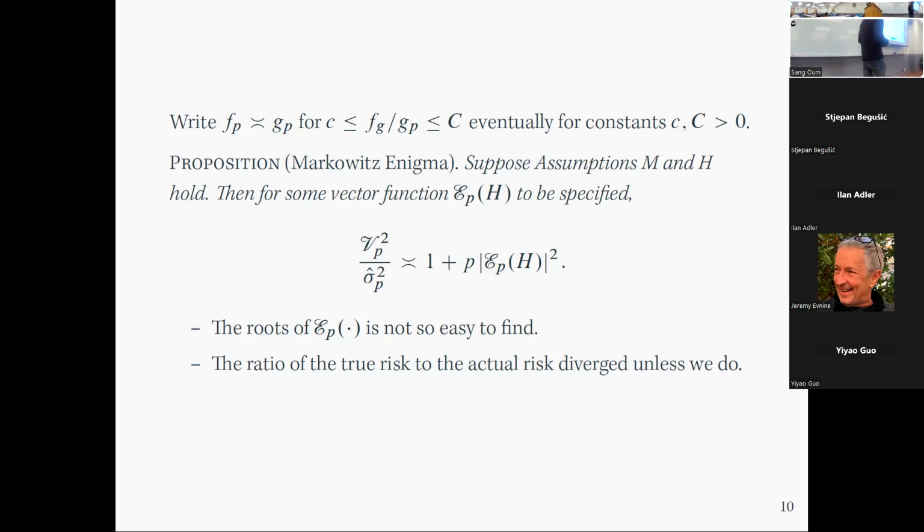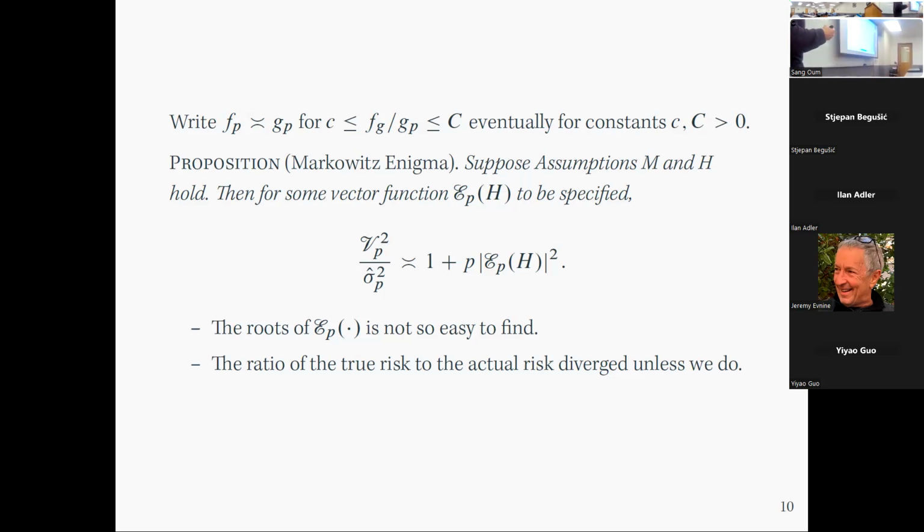And now if we look at the right-hand side, we see that this ratio of the true risk over what we think the risk is is 1 plus some function that I'm going to define later times P, the dimension. And so it's saying that the conception of risk that is actually there relative to the one that you think is there is diverging. Those two values are growing further and further apart as you take more and more stocks or more securities into your portfolio.